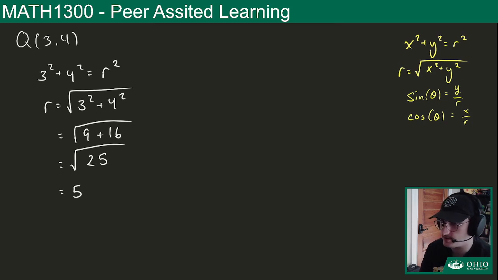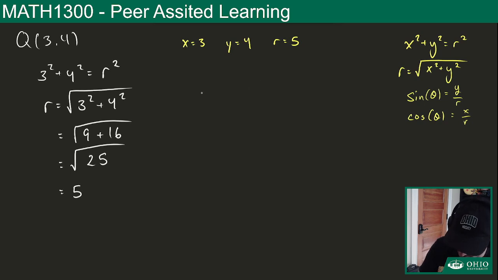So now I know what my r value is. So now I have all three values. And for example, I can say x equals 3, y equals 4. Those are just given from the coordinate pair. And now I know that r equals 5. And so I can use these values to go ahead and solve the rest of the problem.